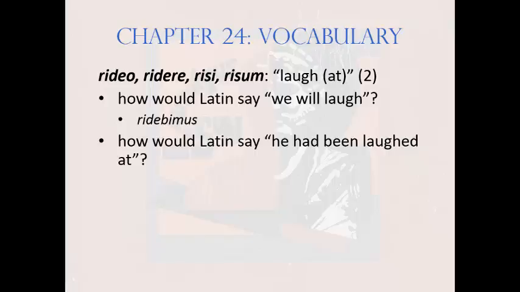He had been laughed at. How many words do you need in Latin to make any perfect passive finite verb form? Two, the perfect passive participle, and a form of esse. But what form of esse? The perfect passive participle is -1 in time value. You need another -1 to make the pluperfect, which is -2. So you'll need the past tense of esse, third singular, and make sure the participle agrees with the subject, he. That would be risus erat.